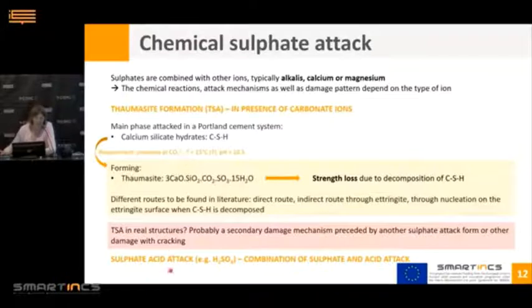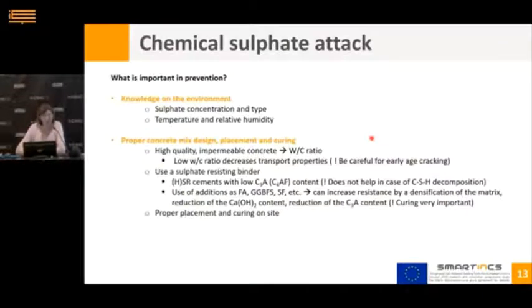As I told you already, the sulfuric acid attack and the biogenic sulfuric acid attack I will not talk about here, because this is of course a combination of sulfates and acids that is attacking the concrete. We were talking about the sodium sulfates, the magnesium sulfates, the calcium sulfates, the thaumasite formation. And then we ended up with this slide where we are looking at prevention or mitigation measures that we can take in order to avoid this.